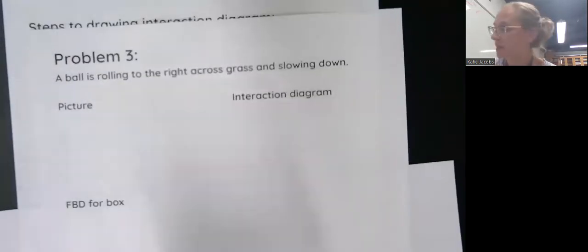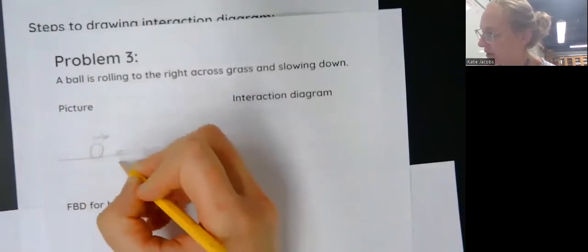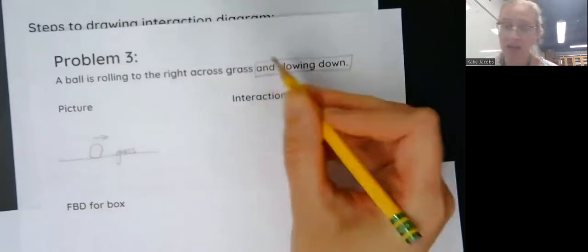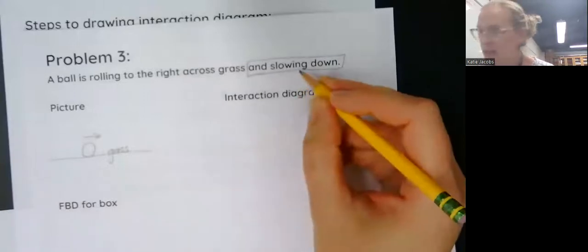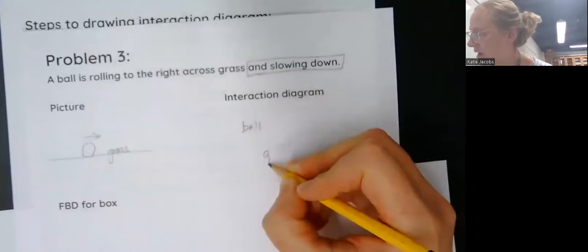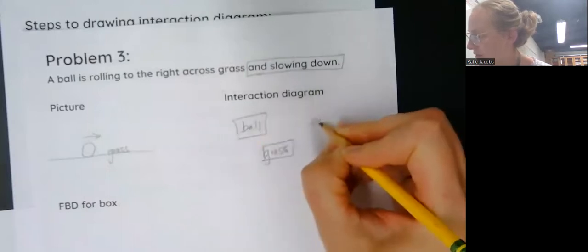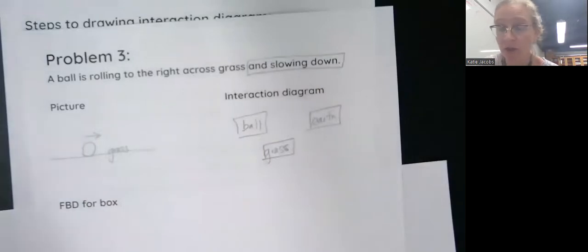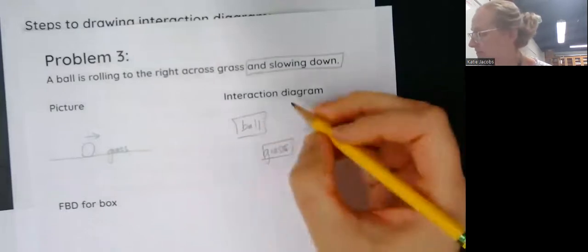One more. A ball is rolling to the right across the grass and slowing down. This constant velocity and speeding up and slowing down stuff is going to become really important when we draw free body diagrams. It doesn't really affect the interaction diagram though. We have a ball, we have the grass, you could write the ground if you want, and we have the earth. There's no other object. There's no hand, there's no foot, there's no person hitting this or pushing this.